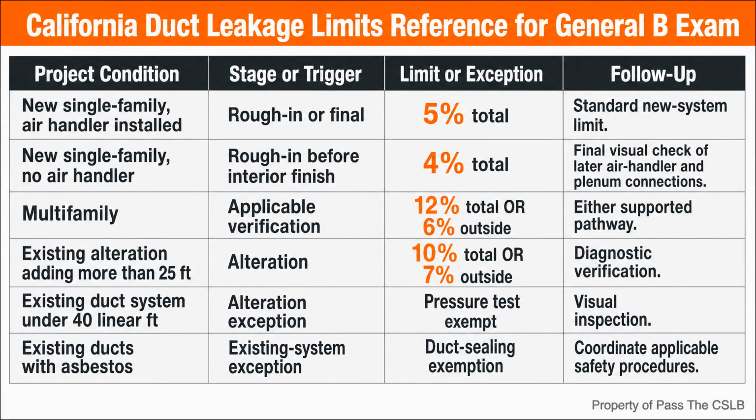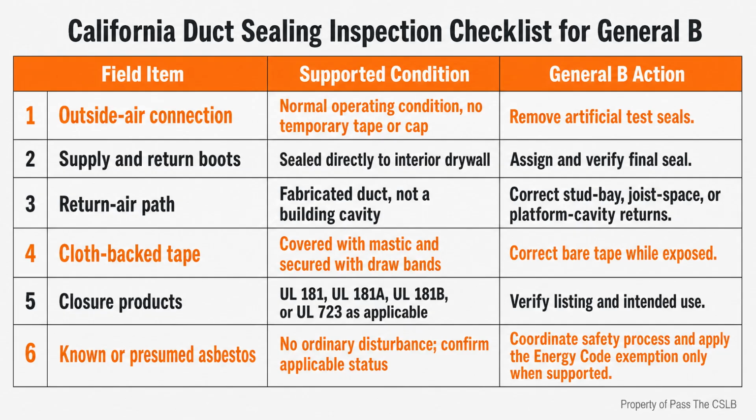Building cavities are another red flag. Stud bays, joist spaces, and platform cavities cannot be used in place of fabricated ducts as plenums or platform returns under the verification criteria in the source material. A framed cavity may look convenient, but convenience does not make it an approved duct. I put the visible checkpoints into one inspection table.